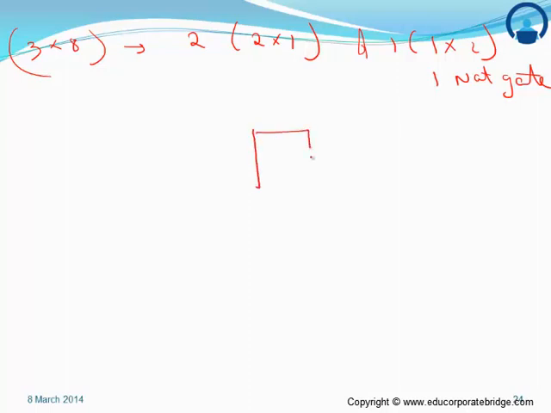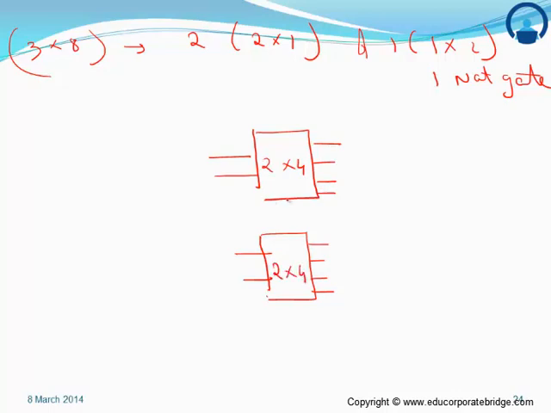A 3 cross 8 structure requires 2 cross 1 and 1 cross 2. That is, one NOT gate, this 1 cross 2 decoder and this 2 cross 1 decoder. So for a 3 cross 8 decoder, let's say these are 2 cross 4 decoders, 2 inputs, 4 outputs. Okay, these are 2 cross 4, 2 cross 4.